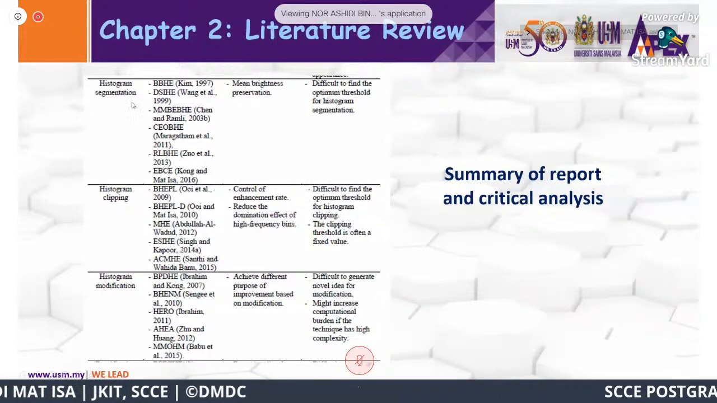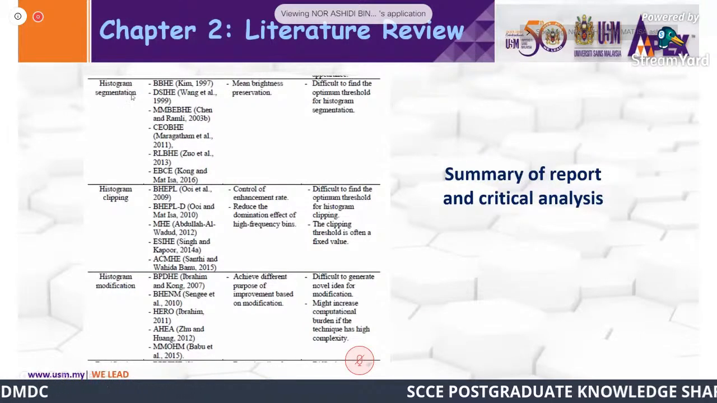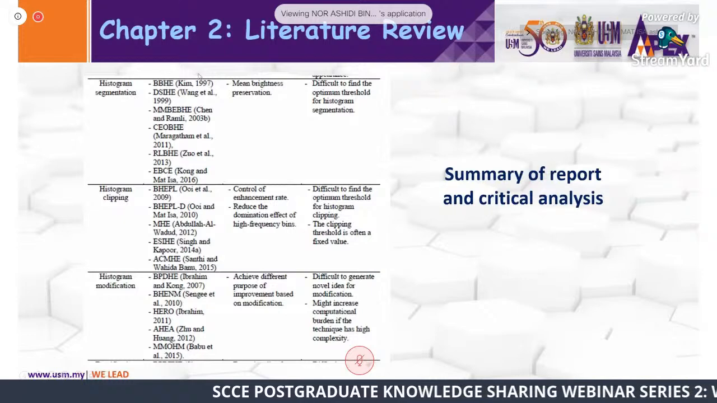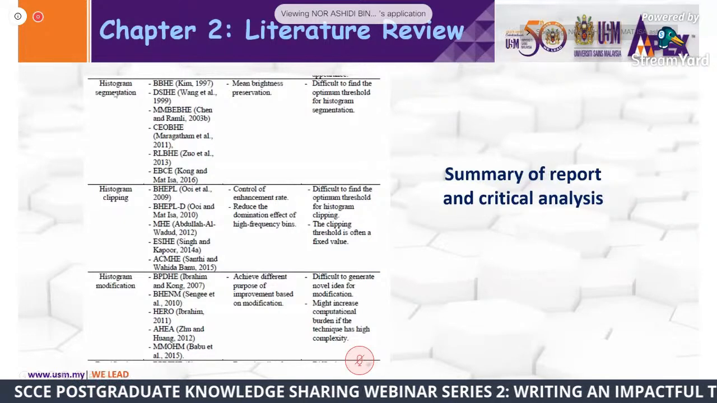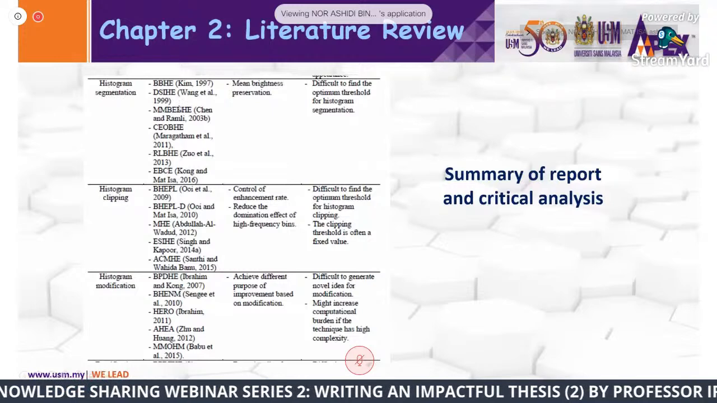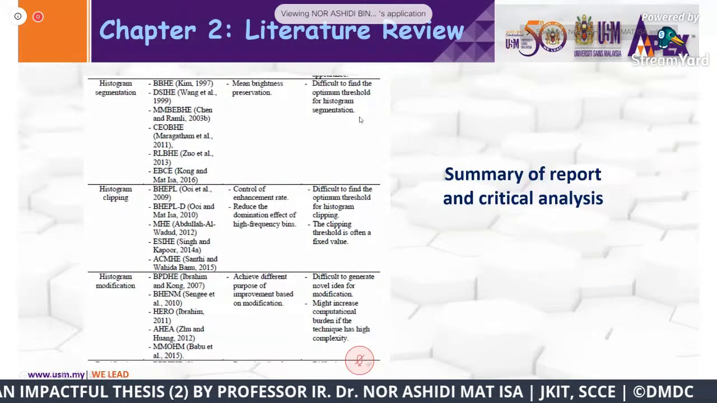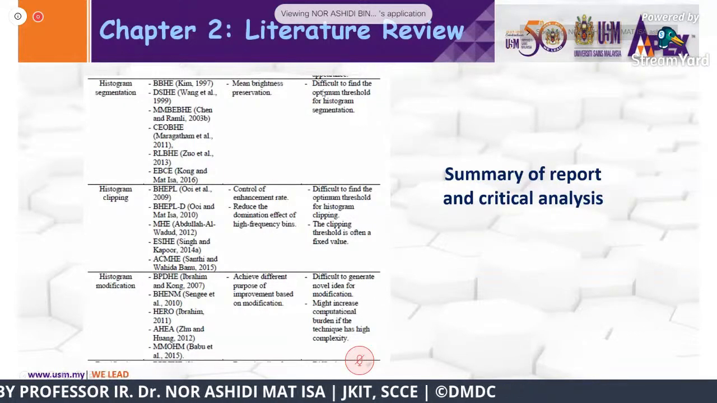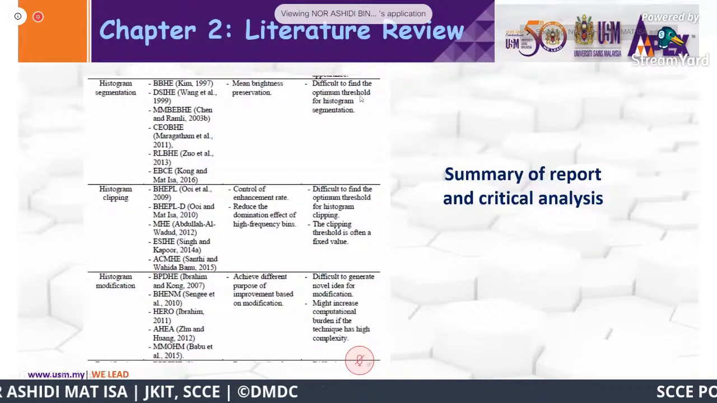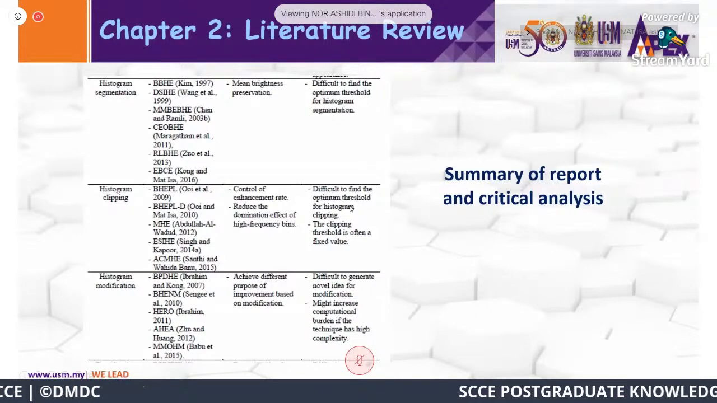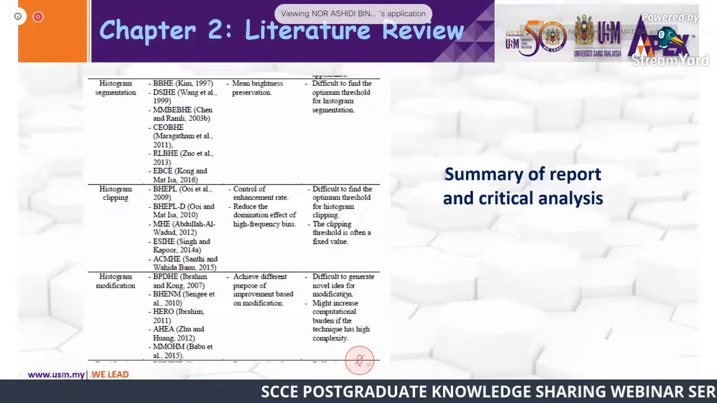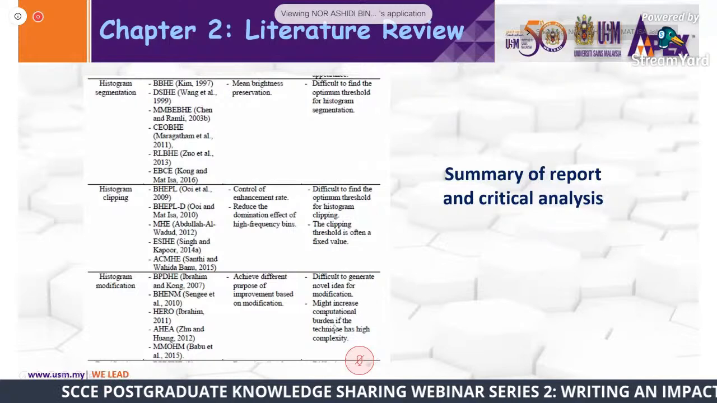So in table form, we have the techniques used. Okay, so these are the authors who focus on histogram segmentation. So what are the advantages? This is advantages and this is disadvantages. So the disadvantages: it is difficult to find the optimum threshold, difficult to generate novel ideas, and might increase computational burden.